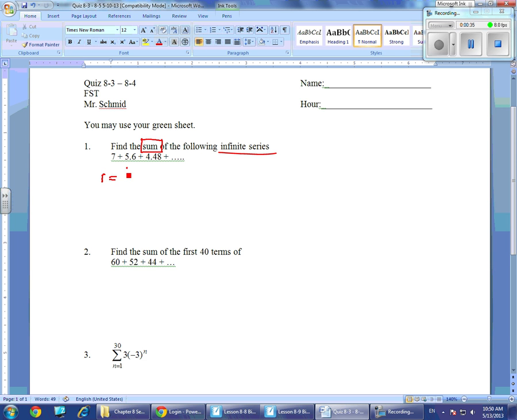So check 5.6 divided by 7 and see if that's equal to 4.48 divided by 5.6. Always take the second term divided by the first term. Okay, and you get 0.8 on both of those. So you know it's geometric and it's an infinite series.